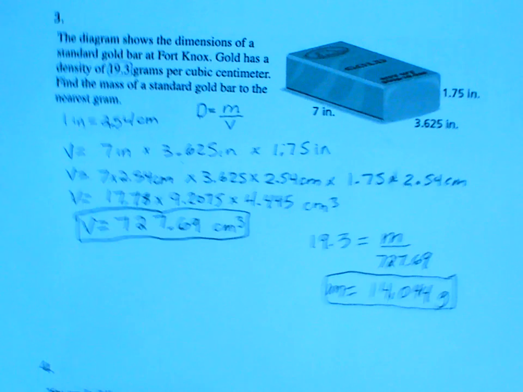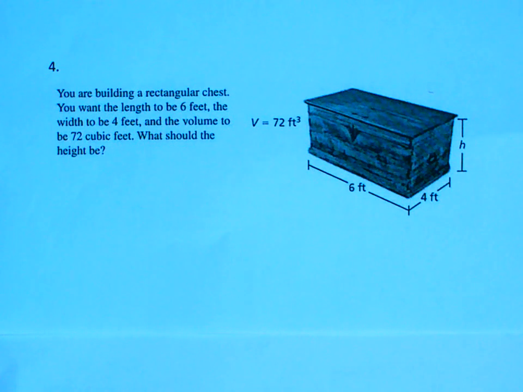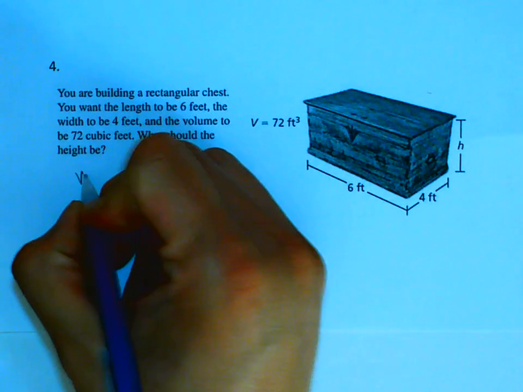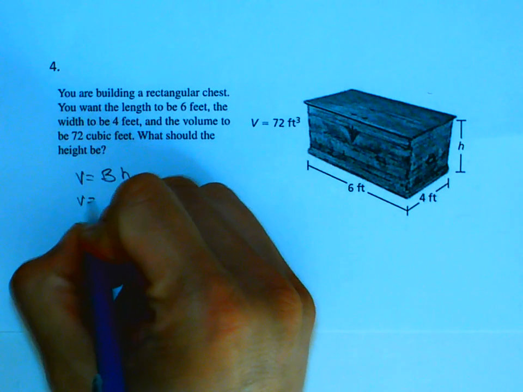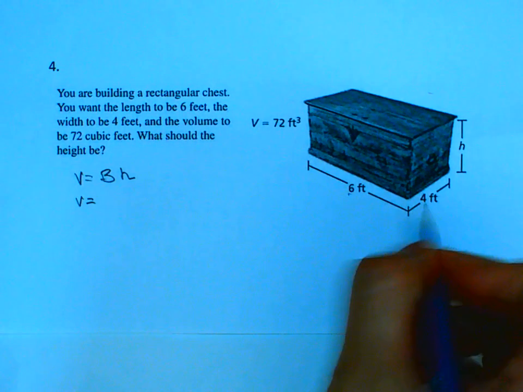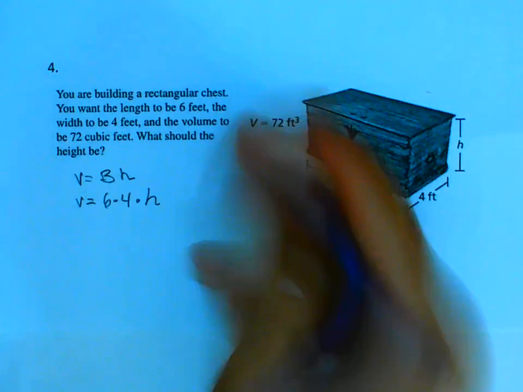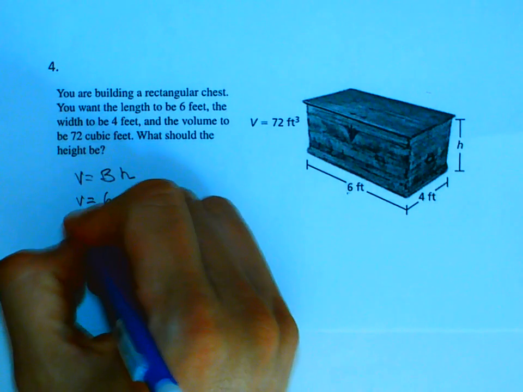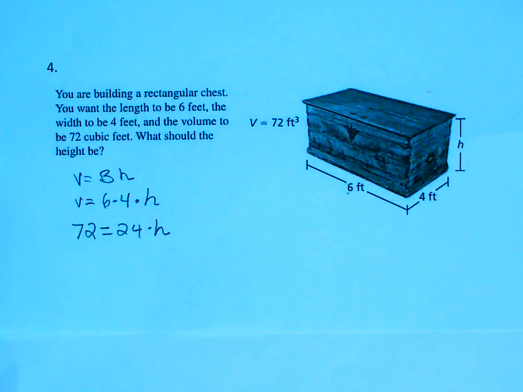Let's take a look at example 4. You are building a rectangular chest. You want the length to be 6 feet, the width to be 4 feet, and the volume to be 72 cubic feet. What should the height be? Well, we know that the volume of this prism is the area of the base multiplied by the height. The area of the base is rectangular, so 6 times 4, and the height is unknown. But we do know that the volume is going to be 72. So we're going to replace that 72. 6 times 4, that's 24 times h.